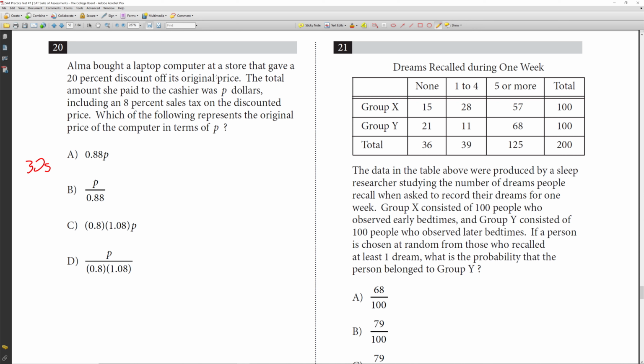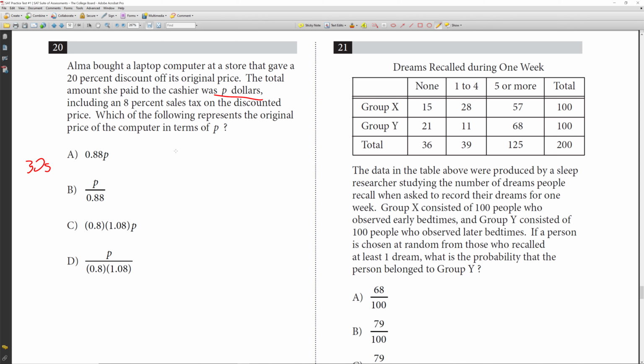Alma bought a laptop computer at a store that gave a 20% discount off its original price. The total amount she paid to the cashier was P dollars. So this is the total amount, P dollars, including the 8% sales tax on the discounted price. Which of the following represents the original price of the computer in terms of P?